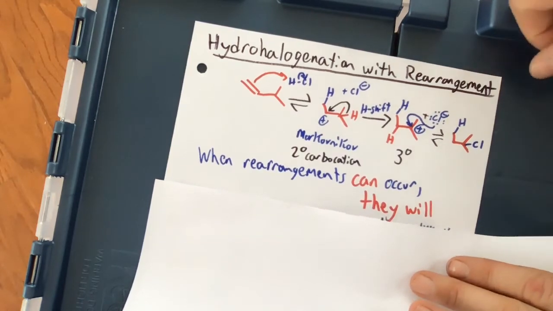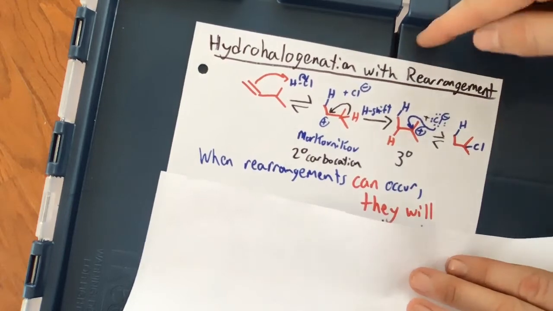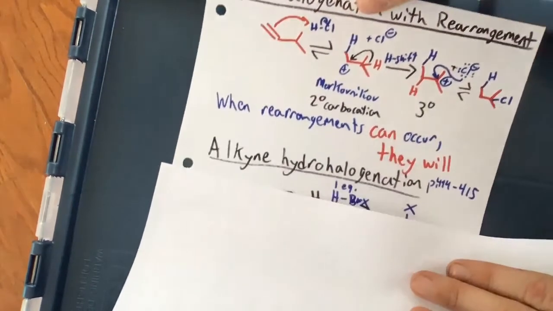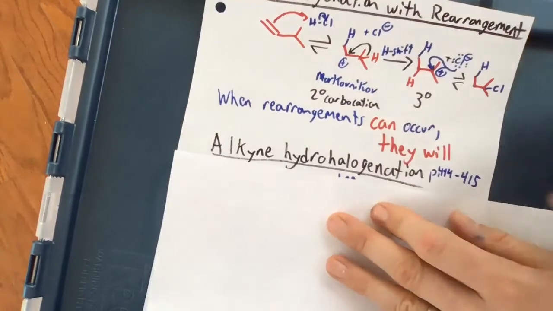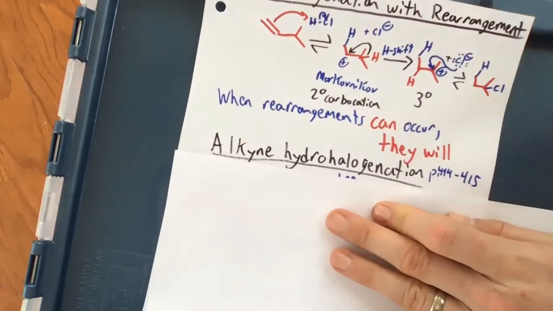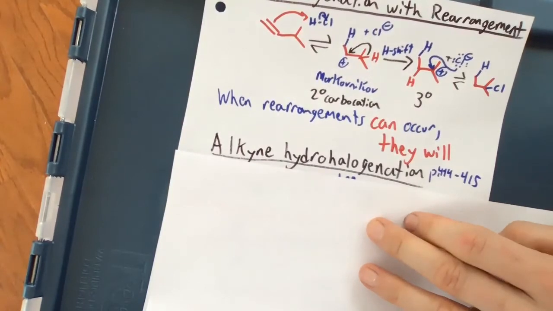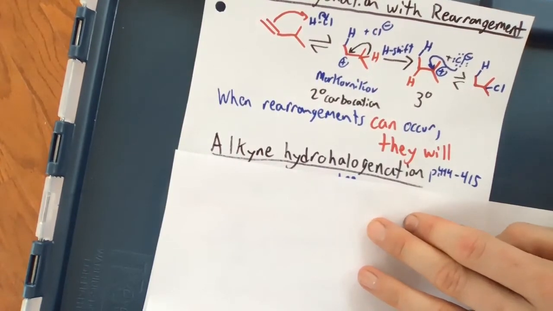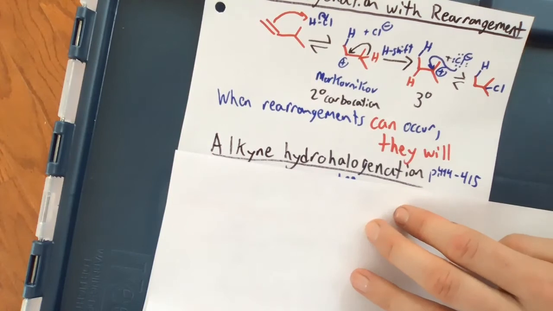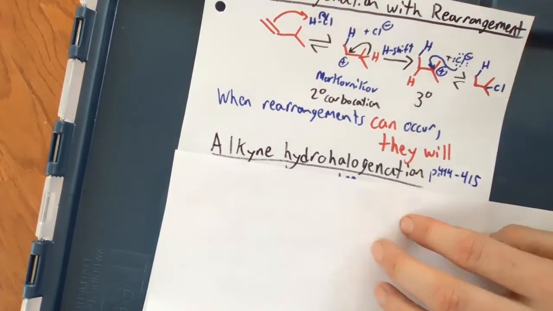And alkenes aren't the only molecules that can undergo hydrohalogenation. Alkynes can as well. And this information comes from page 414 to 415 in your book, which is actually chapter 9. As we go through some of these reactions, alkynes do a lot of the same chemistry as alkenes, so we'll cover them as well at the same time.